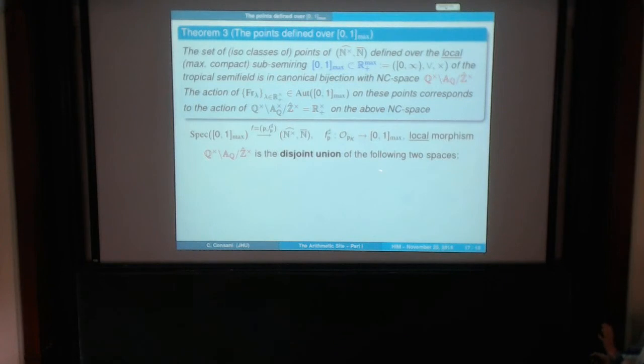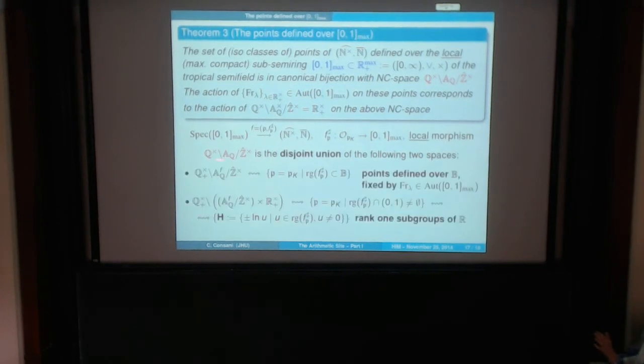space. If you think of it in two possible subsets, there is the finite Adeles, the one I considered all the time before. These finite Adele classes correspond one-to-one with the points in P P K whose corresponding local morphism has range inside B. So the points which are defined over B, over the bottom semifield, are in fact fixed by the action of this Frobenius. And then there is the rest.